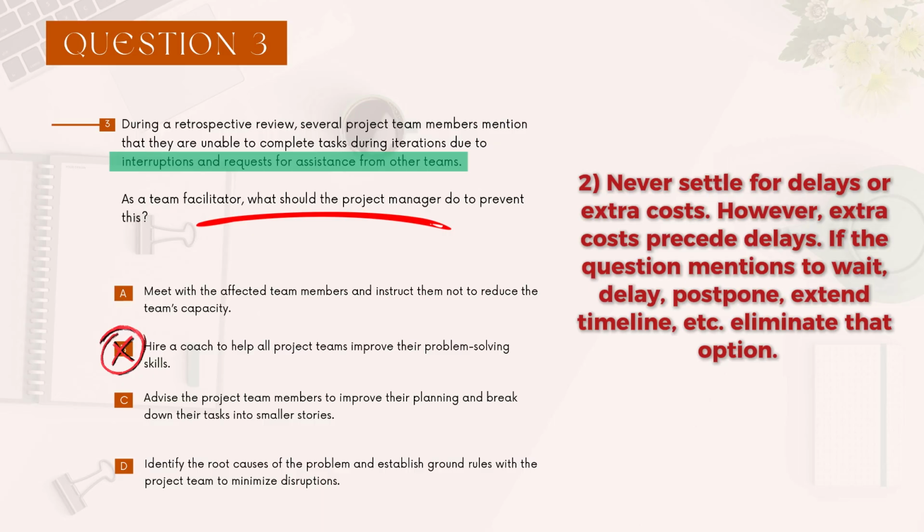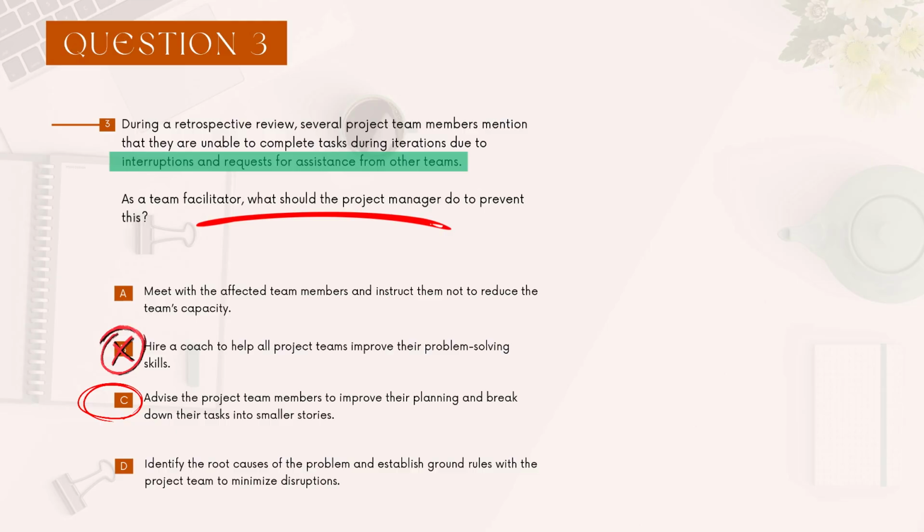B is gone. C, advise the project team members to improve their planning and break down their tasks into smaller stories. Okay, it's not bad, but this is not a story size problem. It's a problem that involves other teams asking for things that our team is feeling interrupted by. So C, I'm not going to choose it because it doesn't solve the core problem. So B and C are gone. Identify the root causes. Oh, I like this.